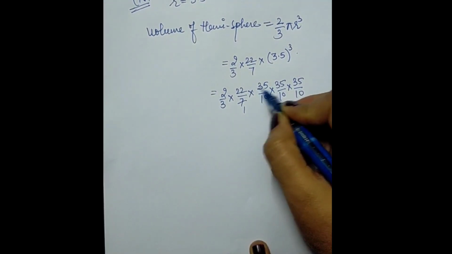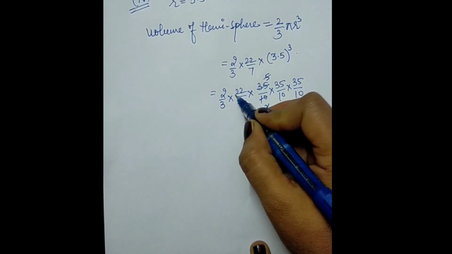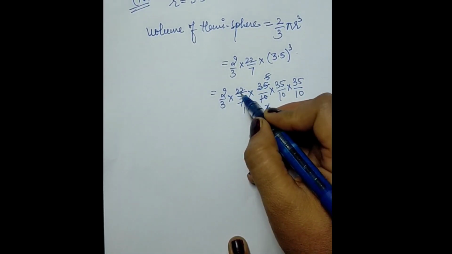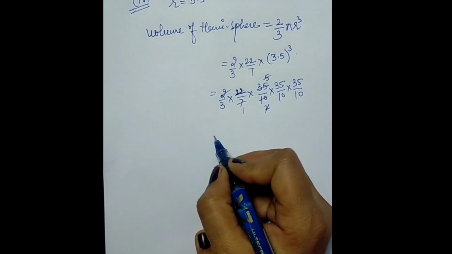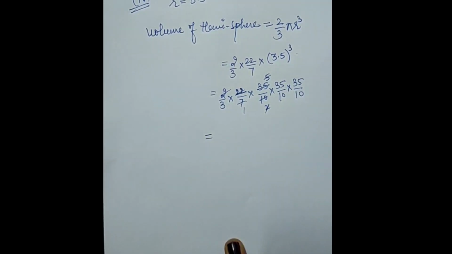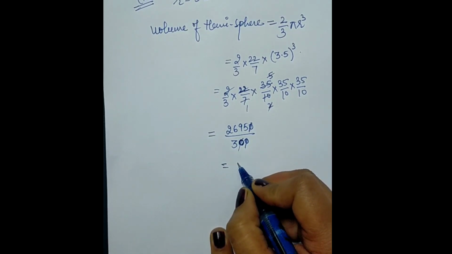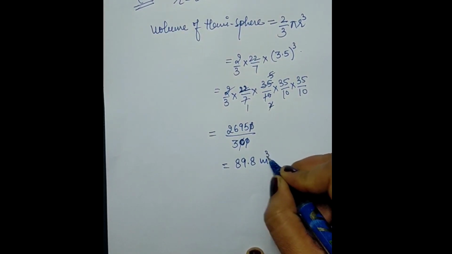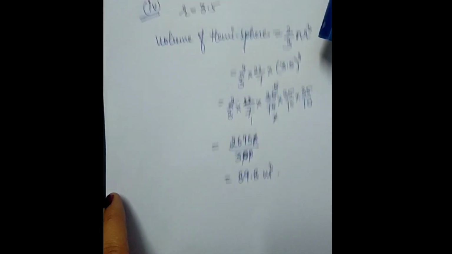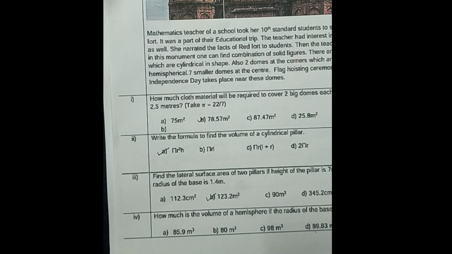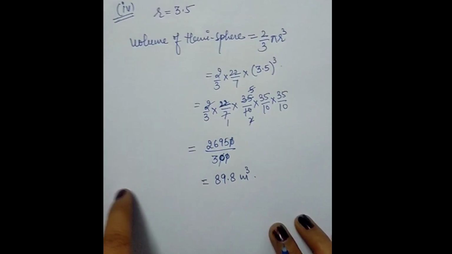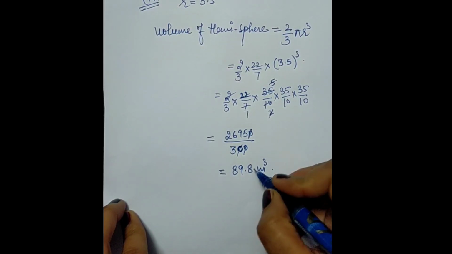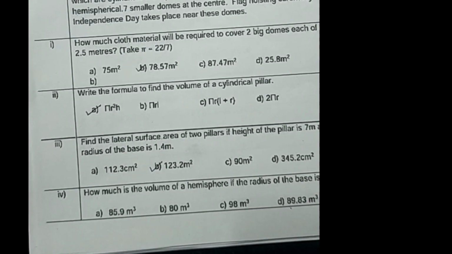I'm just solving this one. Let me cut this one, and we are left with this much only, and it gives us the answer 89.83 meter cube. So let's check our answer. This is 89.83. Let me check this one. 89.83 meter cube. So this is the right option, D part, 89.83.